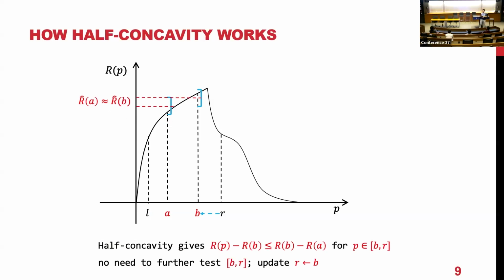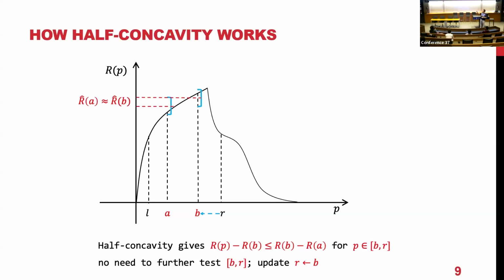In this case, we need to use the property of half-concavity, which says the following: if we have P star that falls between B to R, then the concavity gives us that R of P star minus R of B is upper bounded by R of B minus R of A, while R of B minus R of A is roughly 4 times epsilon, which means that R of P star minus R of B is already very small. So we can simply use R of B as a candidate to represent R of P star, which means that in the following, we don't really need to test the region from B to R.